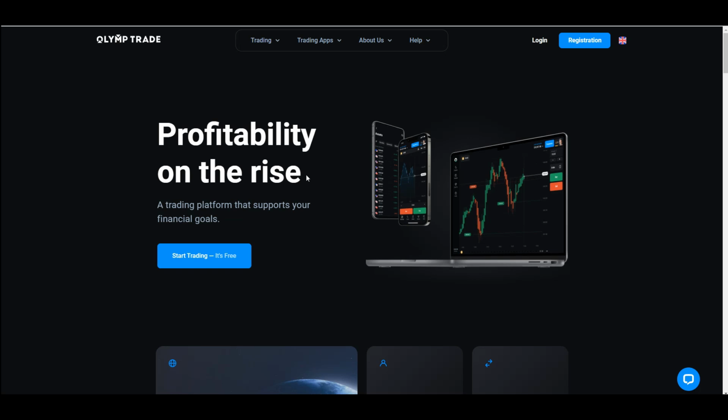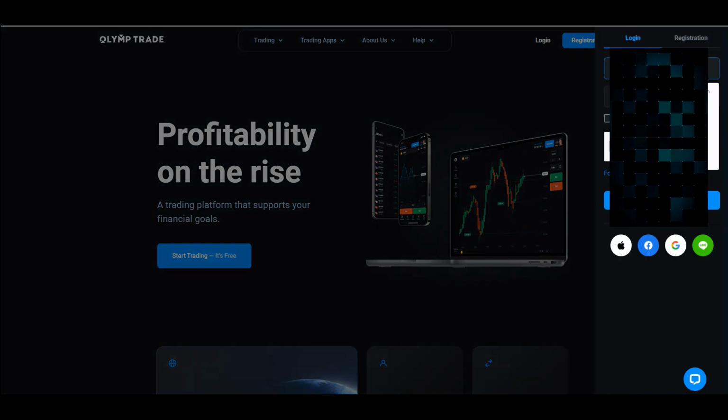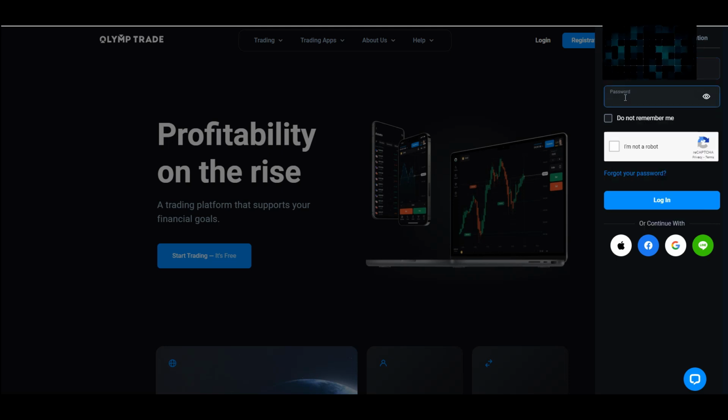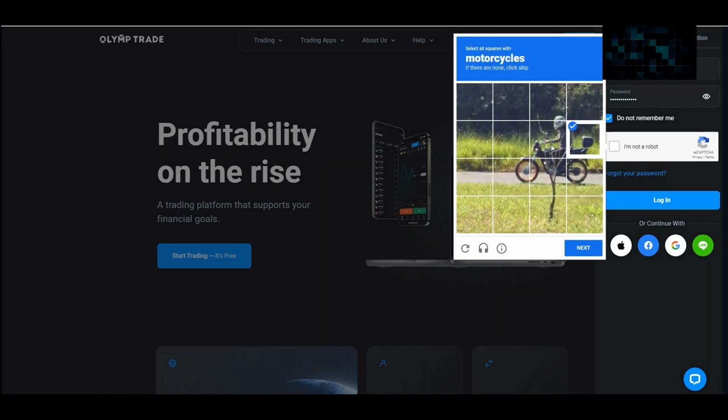The first step I have to do here is to log in first. Here I will enter my email and password first. After entering the email and password, we can log into the account that we registered previously. However, if you don't have an account, you can register first by filling in the registration form provided.